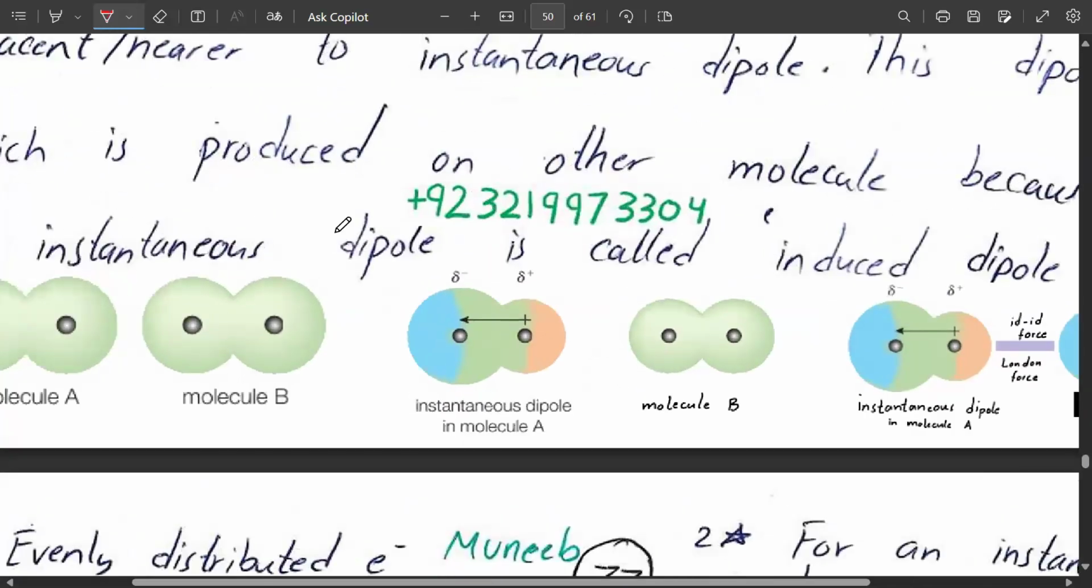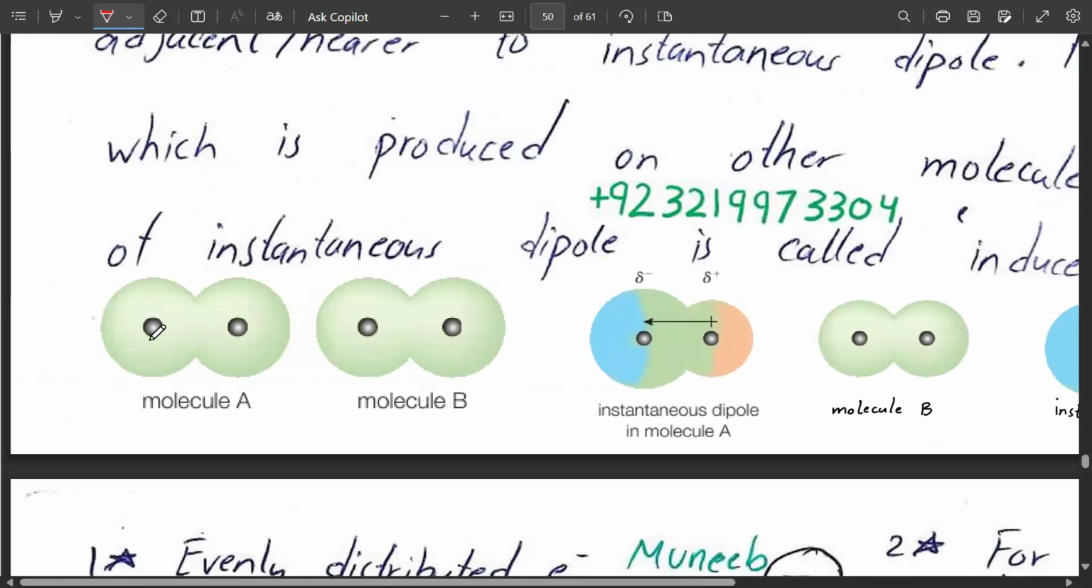Let's take an example of a molecule A. This is a molecule A bond, which consists of two atoms. This is the first atom, this is the second atom of the molecule A. Now, this is just a random picture which indicates that the electronic distribution is totally symmetrical on both the atoms 1 and 2. But there could be a particular moment when the electronic load on atom 1 would not be symmetrical. There will be a greater number of electrons in atom 1 and fewer electrons in atom 2.